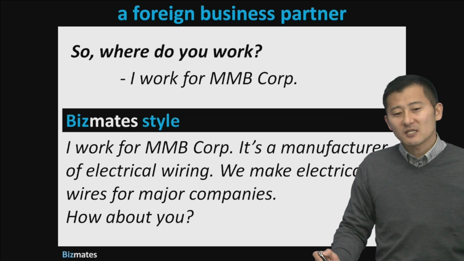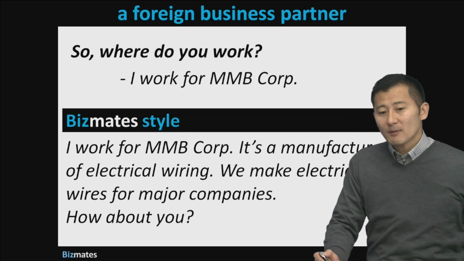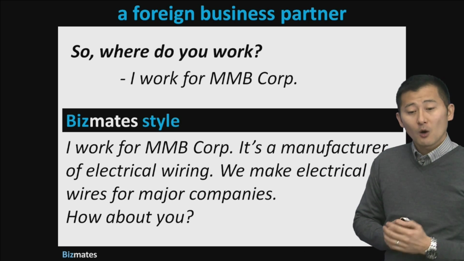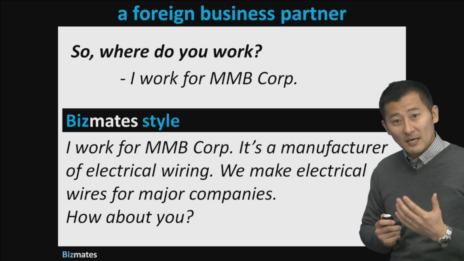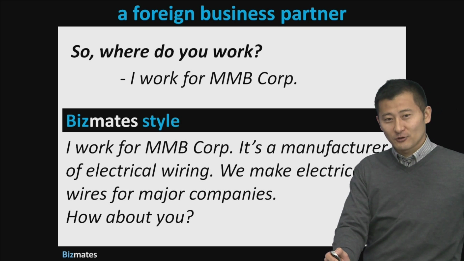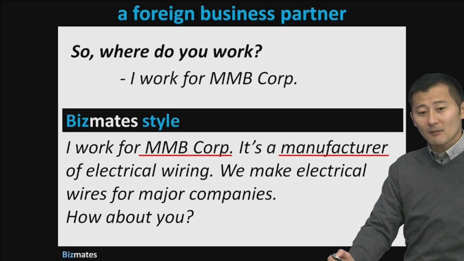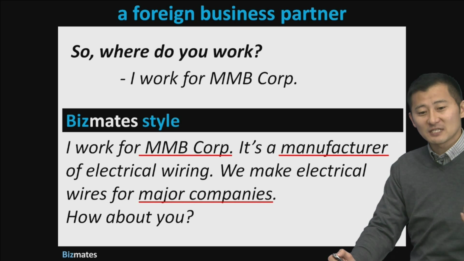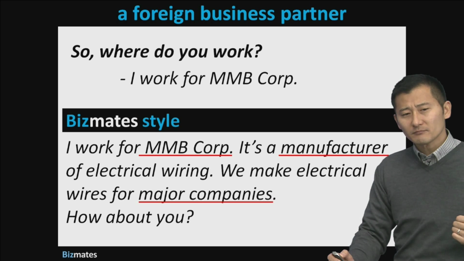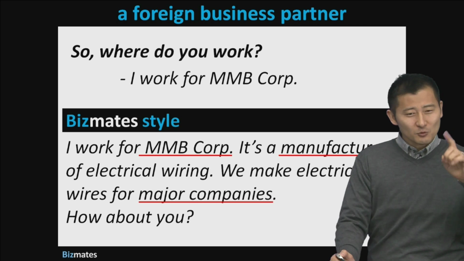So this is the best answer. You can say, "I work for MMB Corp. It's a manufacturer of electrical wiring. We make electrical wires for major companies. How about you?" Now this is a good answer. You say the name of your company, the kind of company it is, and some other details. And you ask the other person what their job is. So that's just one point.